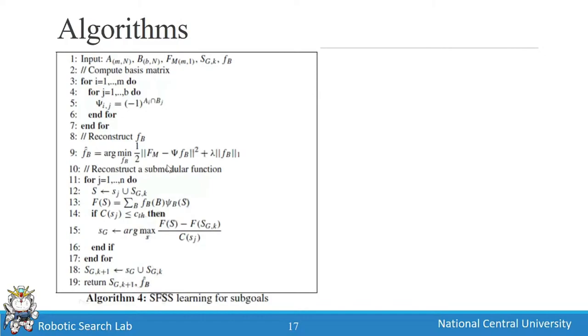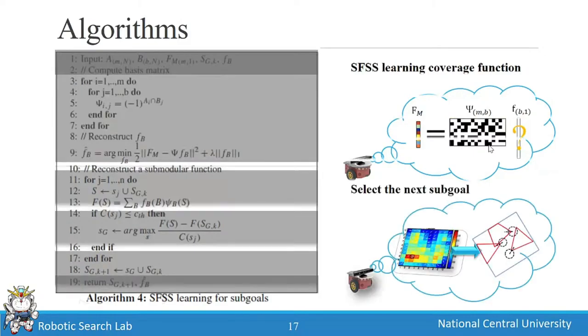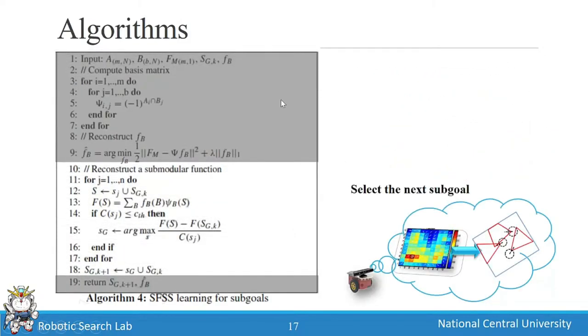So this algorithm is similar to algorithm 2. The only difference is that we consider the motion constraint. For example, the robot can compute its sign matrix and collect its corresponding coverage, and then we can find the Fourier coefficient. Then once the robot tries to find the next sub-goal, it can compute the maximum coverage rate, then select it as the next sub-goal.